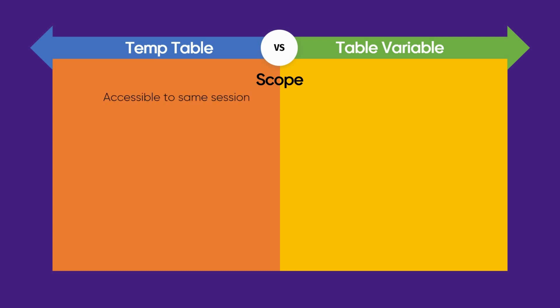The temporary tables are created in TempDB database and are accessible to the same session. This means that they can be used in any batch, stored procedure or function in the same session. And table variables are accessible within the batch, stored procedure or function in which they are declared. When the batch, stored procedure or function ends, the table variable is automatically destroyed and its data is lost.